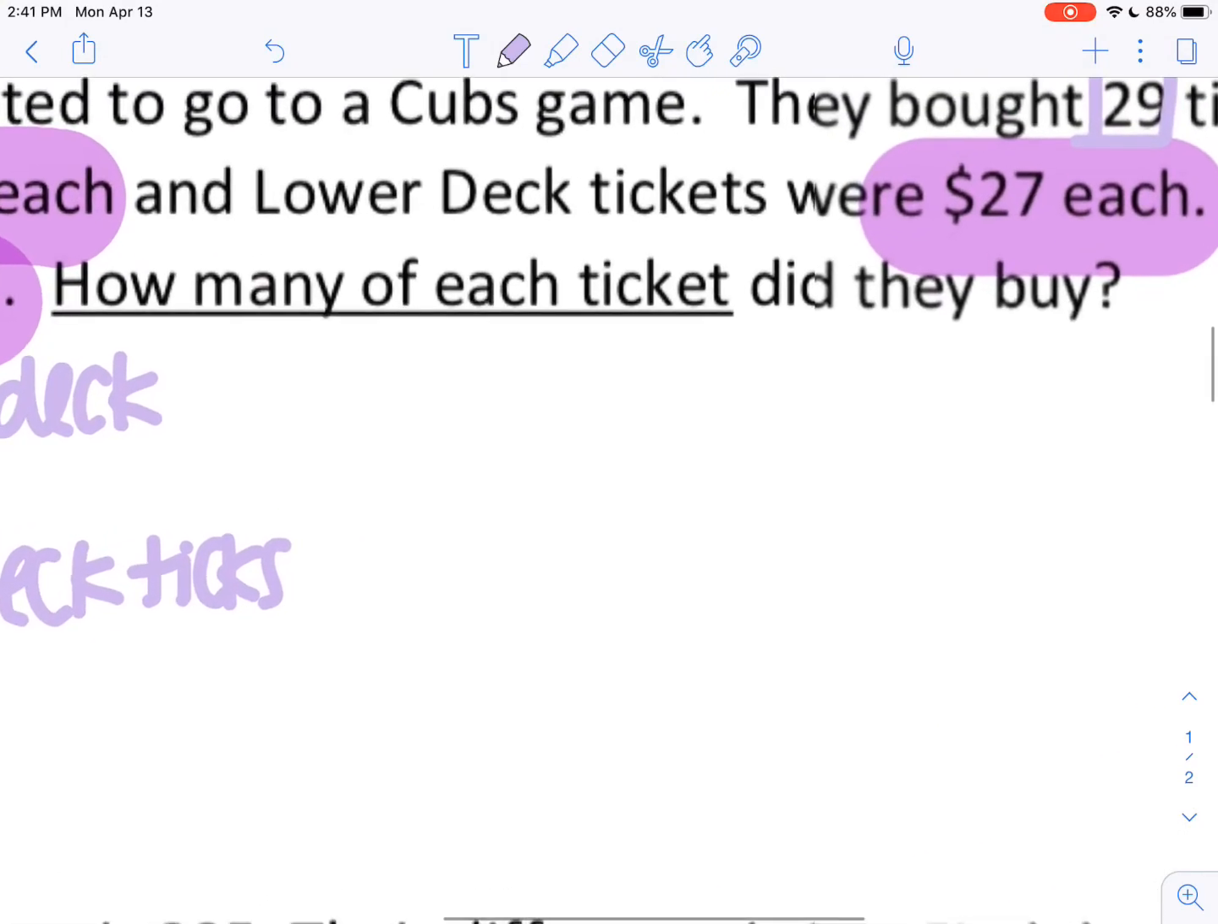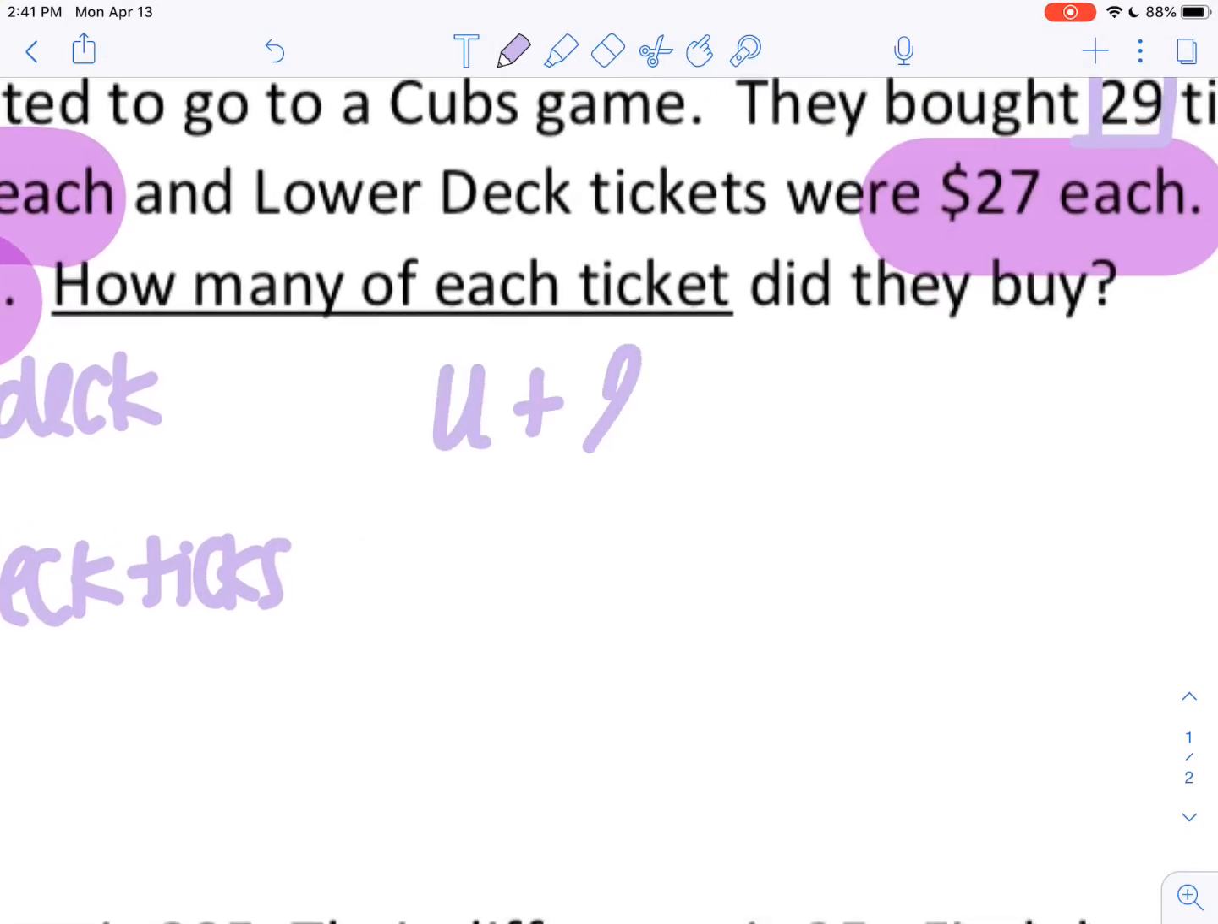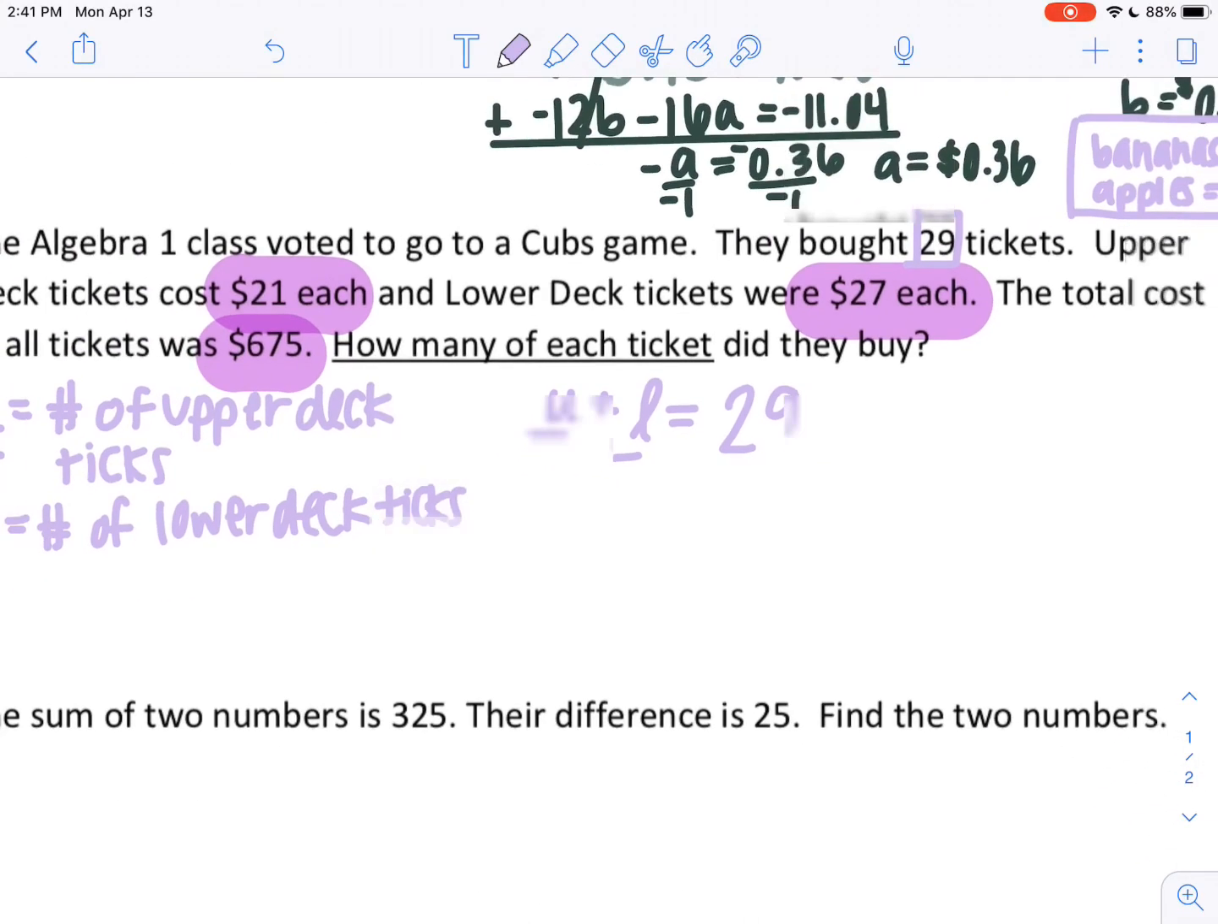So I'm literally just going to put U plus L equals 29. Again, number of upper deck tickets plus the number of lower deck tickets is going to give me 29 tickets. The reason why I'm not bringing in the cost is because it's not telling me anything about the cost with the 29 tickets. It's just saying this is the total number bought. Now in my next sentence, I'm going to look at everything that I highlighted.